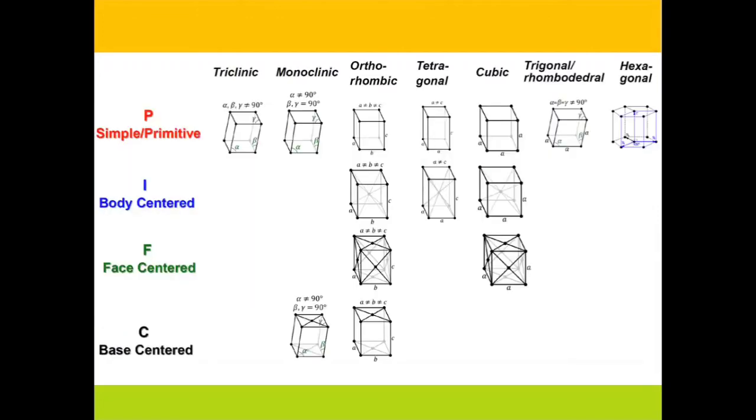In this slide you are observing certain diagrams: triclinic, monoclinic, orthorhombic, tetragonal, cubic, trigonal, rhombohedral, hexagonal, etc. So this is about all crystallography.